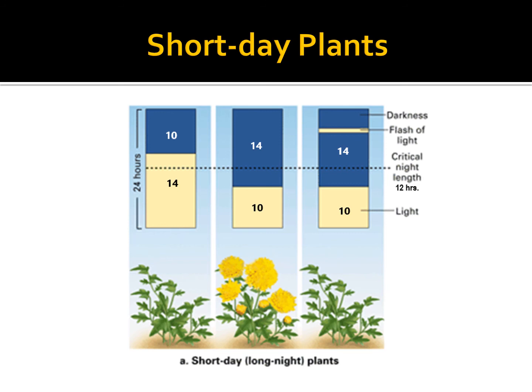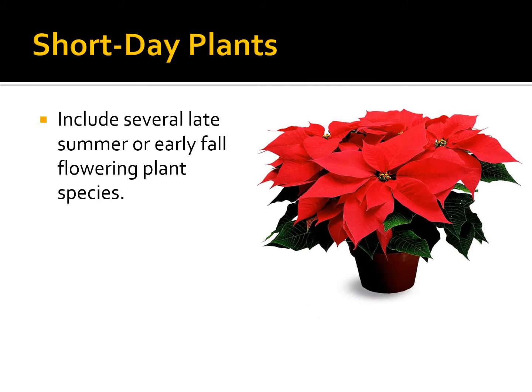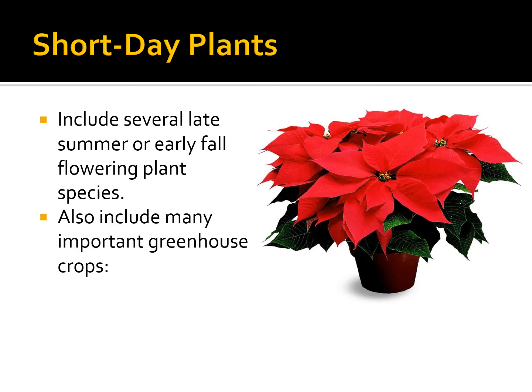So short day plants include a lot of the plants that we grow in the landscape that flower in late summer or early fall. It also includes many important greenhouse crops that we grow and sell. These can include species like poinsettias, chrysanthemums, and kalanchoe. All three of those plants are what we call short day plants or long night plants.